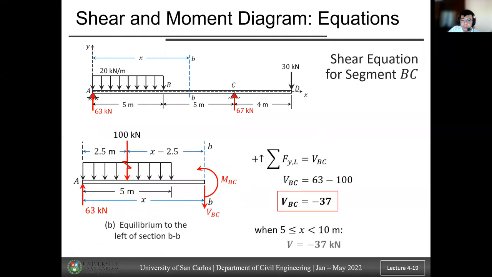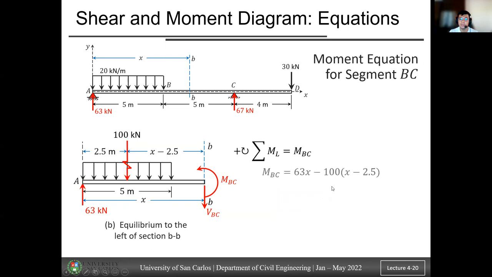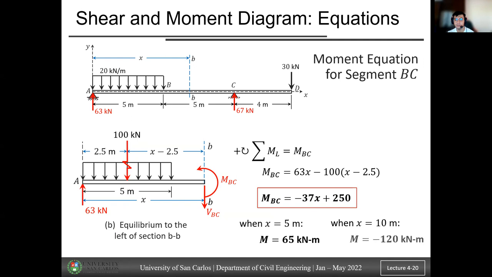And this is for segment BC. So again, take note that from 5 to 10 meters, it is not changing. It is still negative 37 for the shear because again, the variable x doesn't apply in this segment. But for the moment equation, the x variable now applies to segment BC. When x is 5 meters, it's 65 kilonewton per meter, and then at 10 meters, it's negative 120.